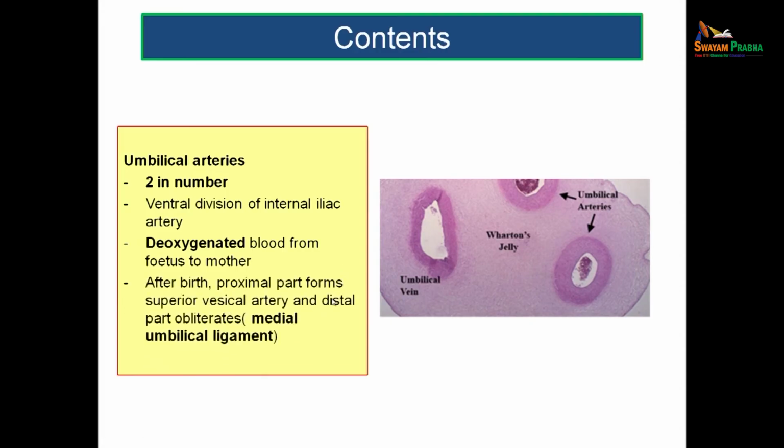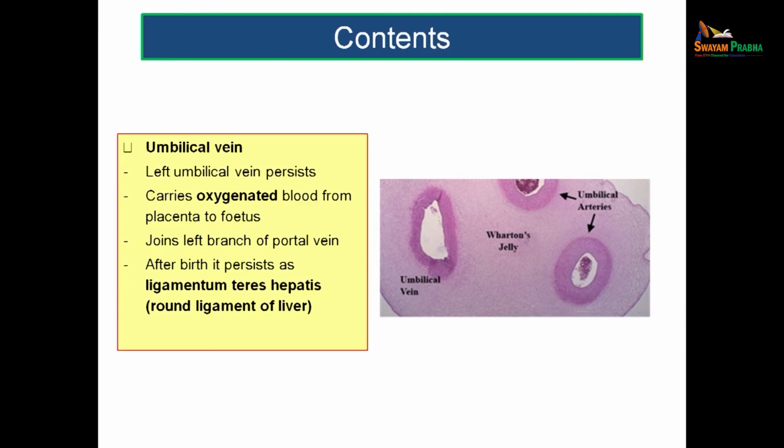And after birth, the proximal part of the umbilical artery will be transformed as a superior vesical artery supplying the bladder, and the distal part will be obliterating since there is no more function for that distal part, and that is known as medial umbilical ligament. So, the remnant of the umbilical artery will be seen in adults as the medial umbilical ligament.